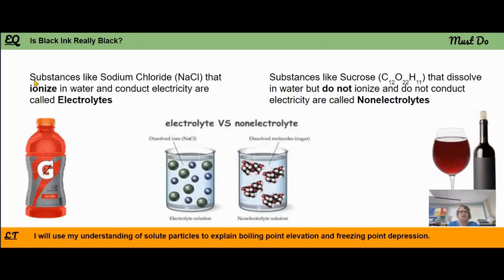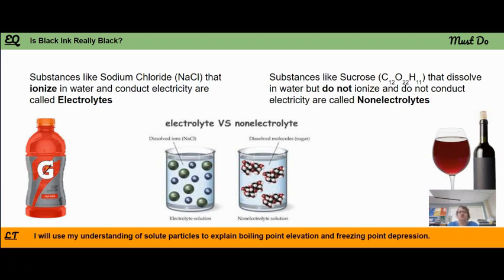Okay, so substances like sodium chloride, things that can ionize in water, have bonds strong enough that they can pull themselves apart from each other, but yet still be salt. They can mix into that water, and that's called ionized. They also conduct electricity. Those are called electrolytes. You probably know that term from Gatorade. Gatorade is an electrolyte.